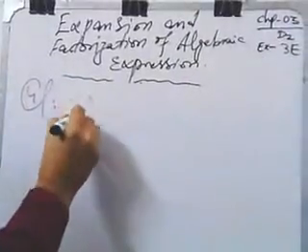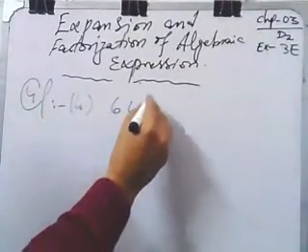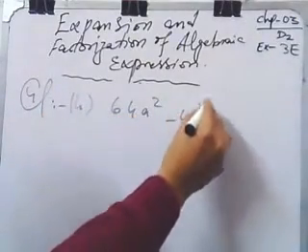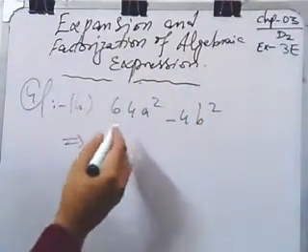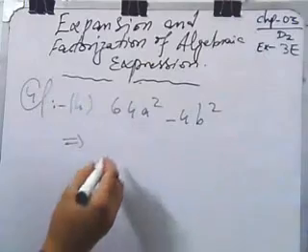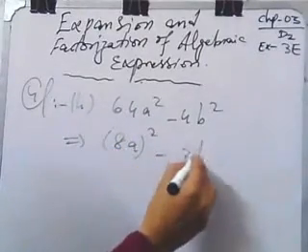Similarly, now coming to the other parts of this question, that is the difficult part. H part: 64a square minus 4b square. First of all, make the perfect square. 8 8s are 64, it is your perfect square. 2b, it is also a perfect square.